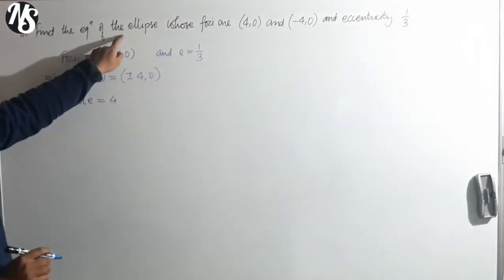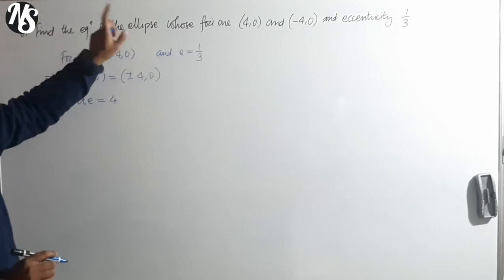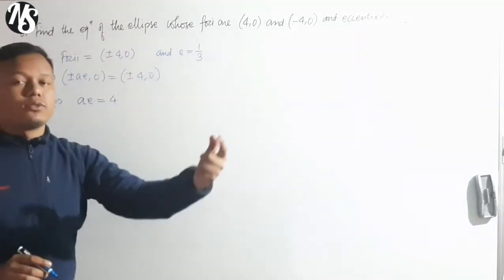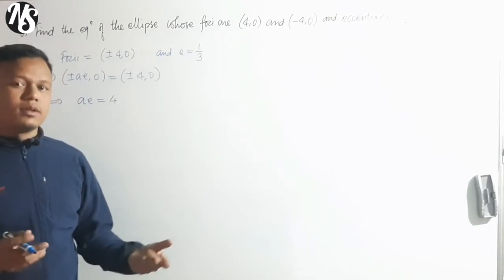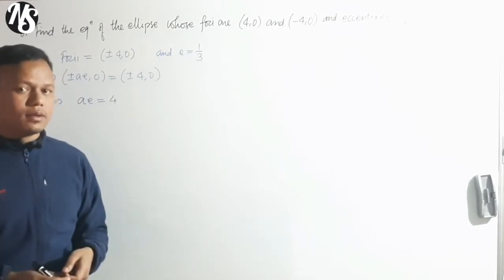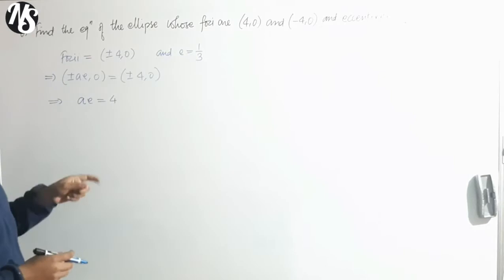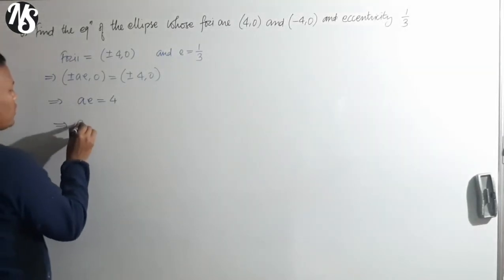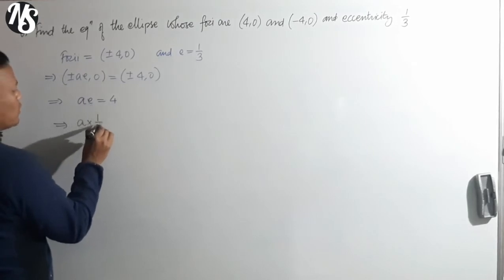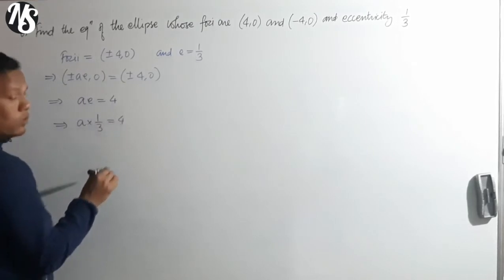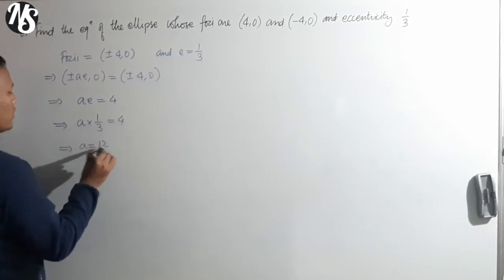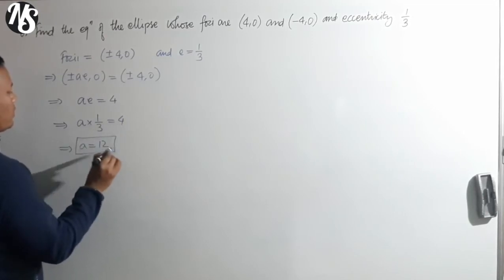Now, in order to find the equation of the ellipse, it is x squared by a squared plus y squared by b squared equals 1. So basically we need the value of a and b, isn't it? So let's calculate the value of a. A we don't know, e is known, which is 1 by 3. So this is 4, and from here we see that a is equal to 3 into 4, that is 12. So we got the value of a.